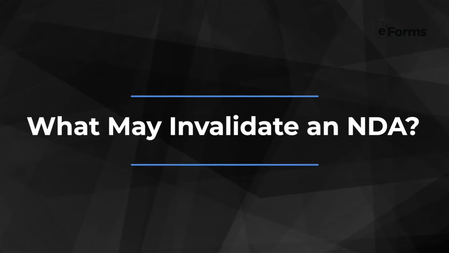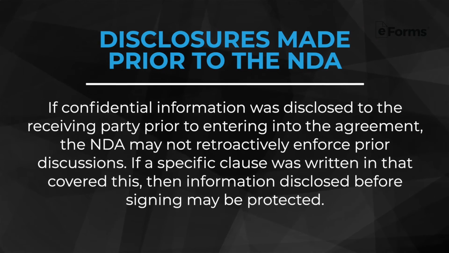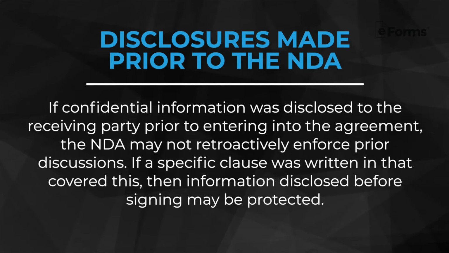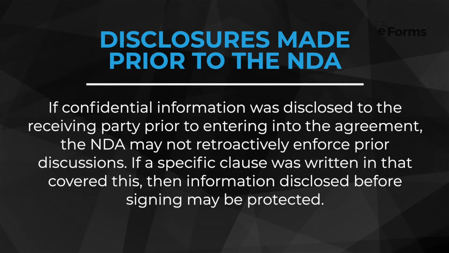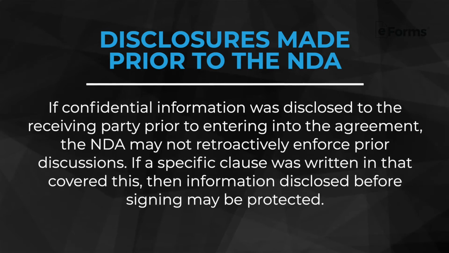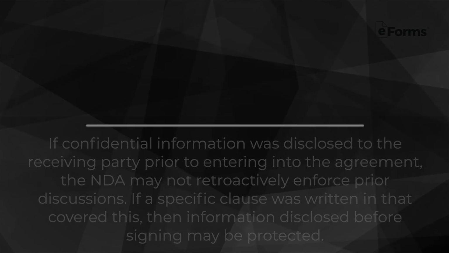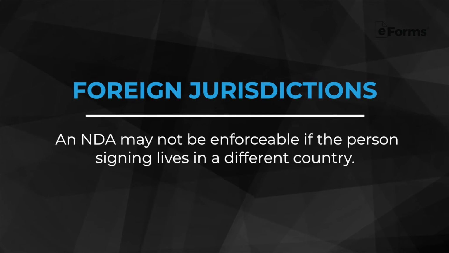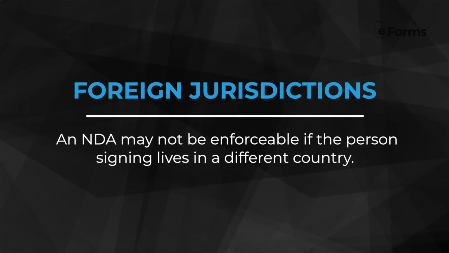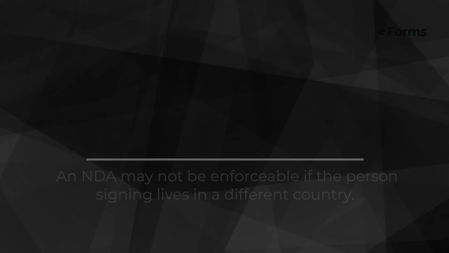But not every NDA is cut and dry. There are still things that can invalidate an NDA. Let's cover them now. What may invalidate an NDA? Disclosures made prior to the NDA. If confidential information was disclosed to the receiving party prior to entering into the agreement, the NDA may not retroactively enforce prior discussions. If a specific clause was written in it that covered this, then information disclosed before signing may be protected. Foreign jurisdictions. An NDA may not be enforceable if the person signing lives in a different country.